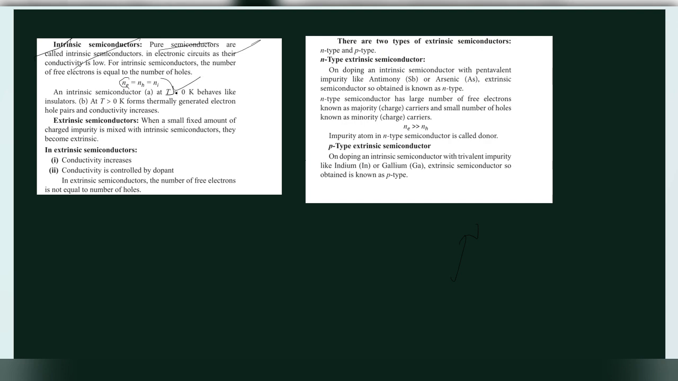At 0 Kelvin, these intrinsic semiconductors behave as an insulator. But when temperature is increased, then electron hole pairs are created in these semiconductors and conductivity increases.